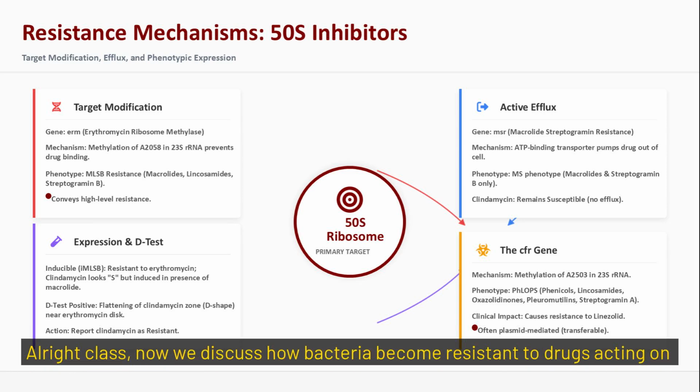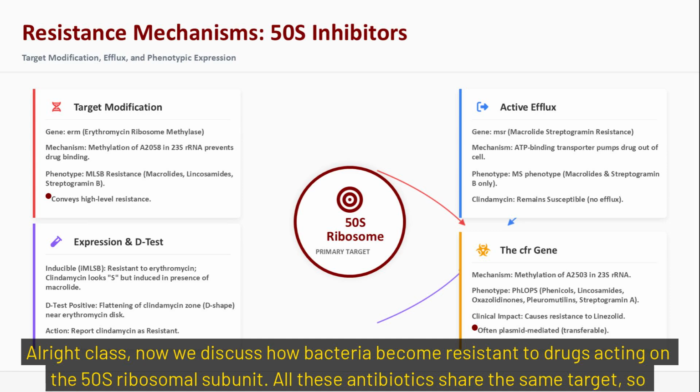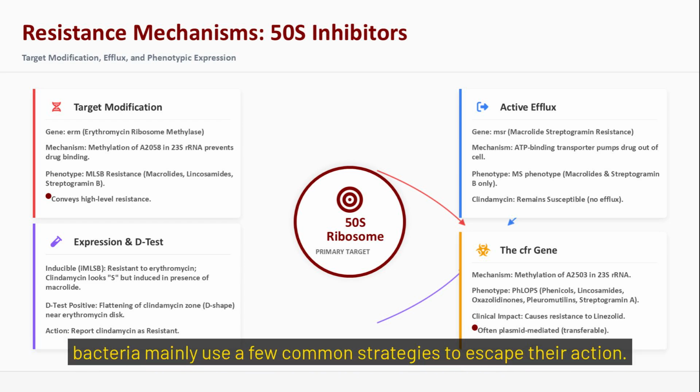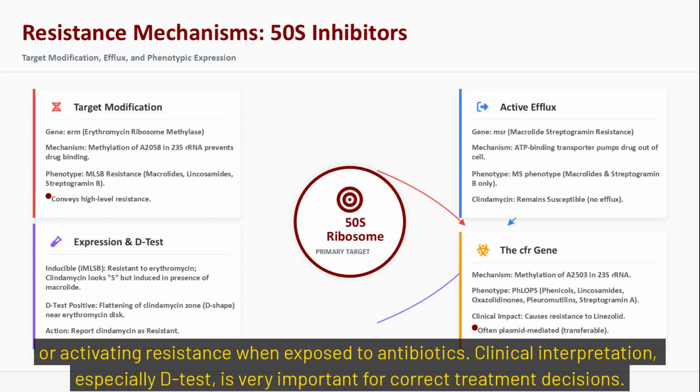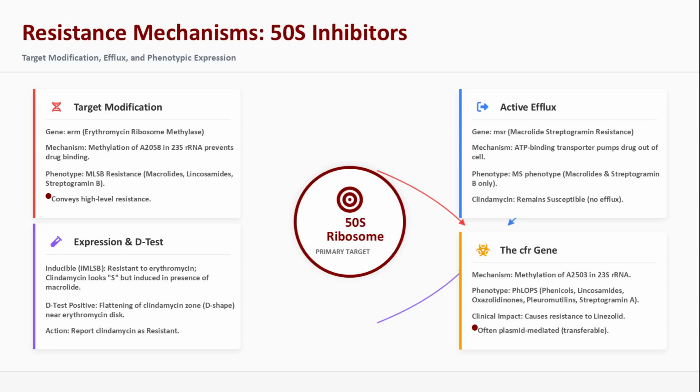Alright class, now we discuss how bacteria become resistant to drugs acting on the 50S ribosomal subunit. All these antibiotics share the same target, so bacteria mainly use a few common strategies to escape their action. The most important mechanism is target modification. Bacteria produce an enzyme encoded by the gene. This enzyme methylates the 23S rRNA of the 50S subunit.